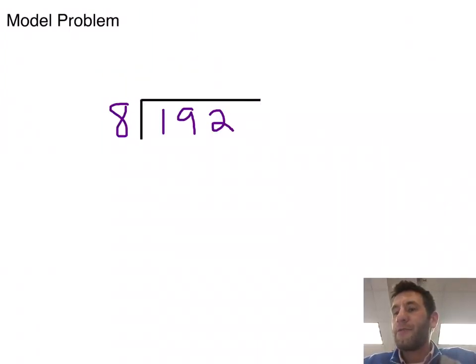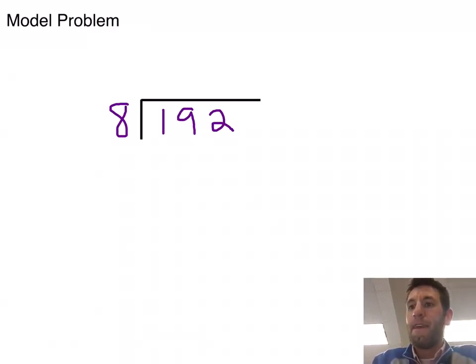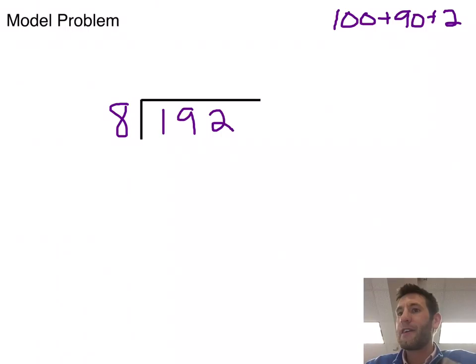So I'm going to model for you the same problem that I modeled in the first video, method 1, where we had 192 students that were going on a field trip and we had to put them into 8 equal groups. So to begin, I'm going to be thinking of 192 in expanded form. And that's 100 plus 90 plus 2, just to kind of help guide the numbers I'm going to divide, okay?